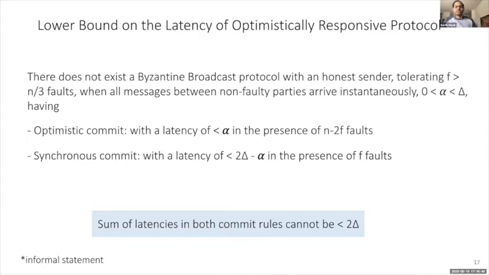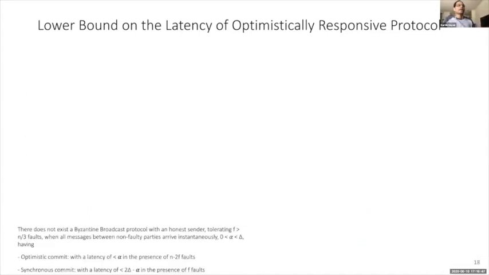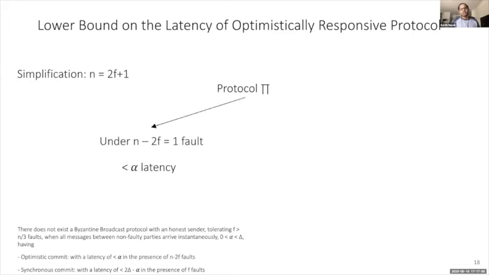Let us try to digest this statement a little more. And to be concrete, let us think of the situation where n equals 2f plus 1. Here is what the lower bound is essentially saying. Suppose you come up with the protocol pi and tell me that I have an optimistically responsive synchronous protocol. I'm going to ask you two questions. And these two questions will be asked assuming that all messages between all non-faulty parties arrive instantaneously, and you have an honest leader as well.